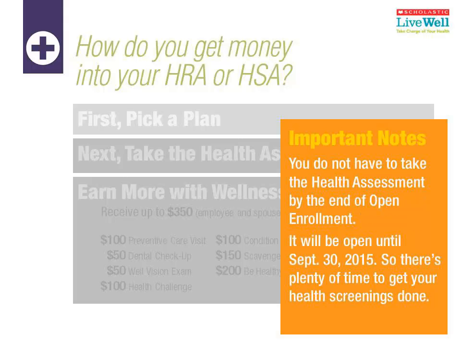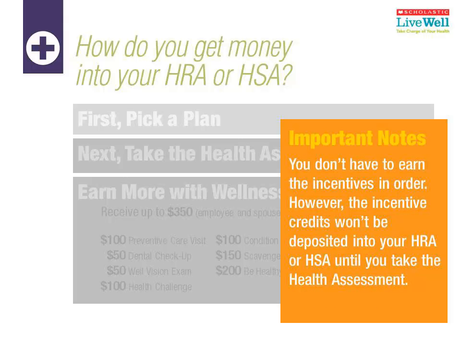You don't have to take the health assessment by the end of open enrollment. In fact, the health assessment will remain open until September 30th, 2015 for this incentive period. So you and your spouse or partner have plenty of time to get your health screening done. Plus, you don't have to earn the incentives in order. You can get your wellness exams, visit the dentist and eye doctor, or complete a coaching program anytime from October 1st, 2014 through September 30th, 2015 for your 2015 incentives, even if you do your health assessment later in the year. However, the incentive credits won't be deposited into your HRA or HSA until you complete the health assessment.